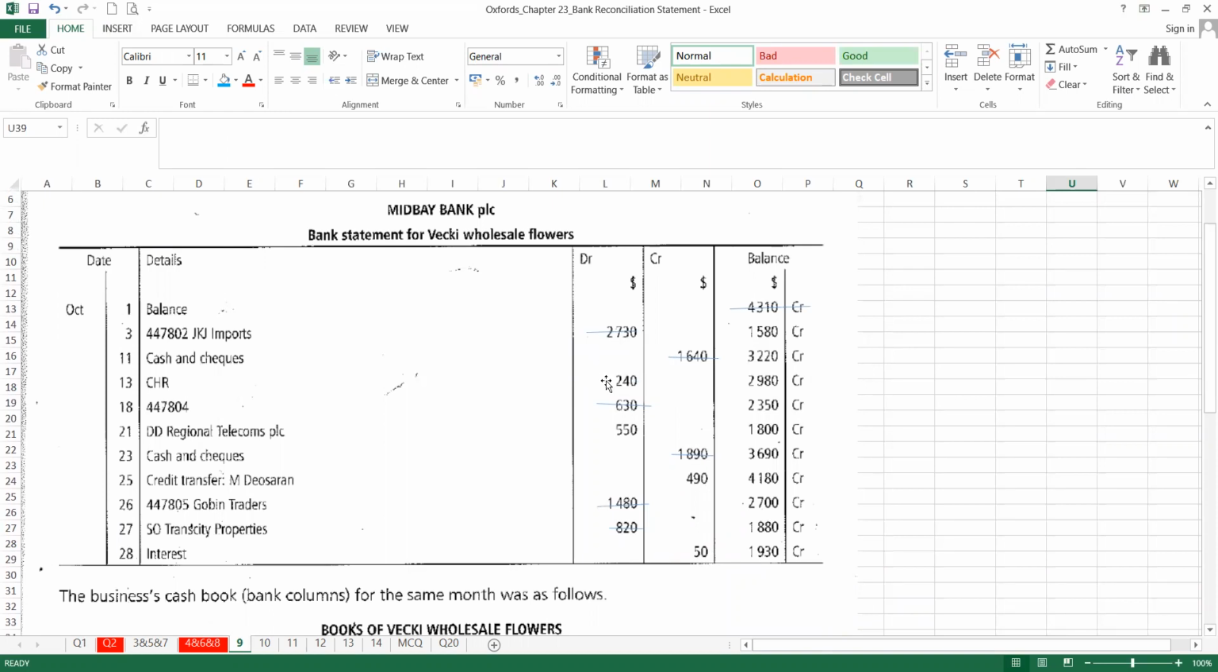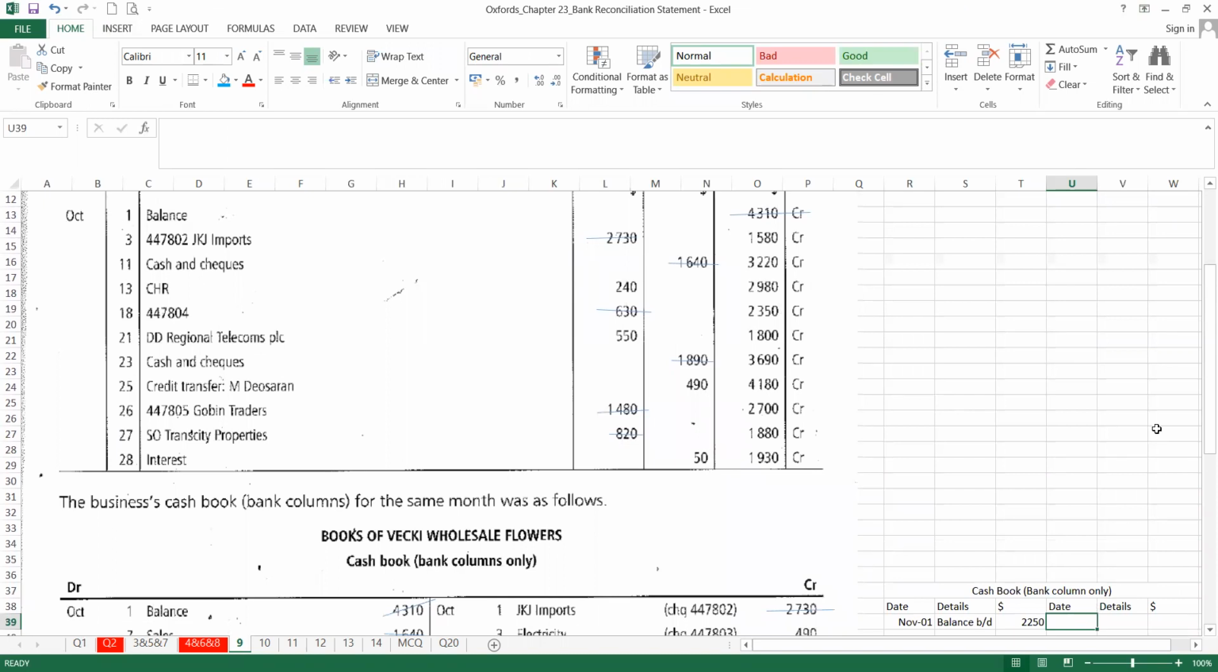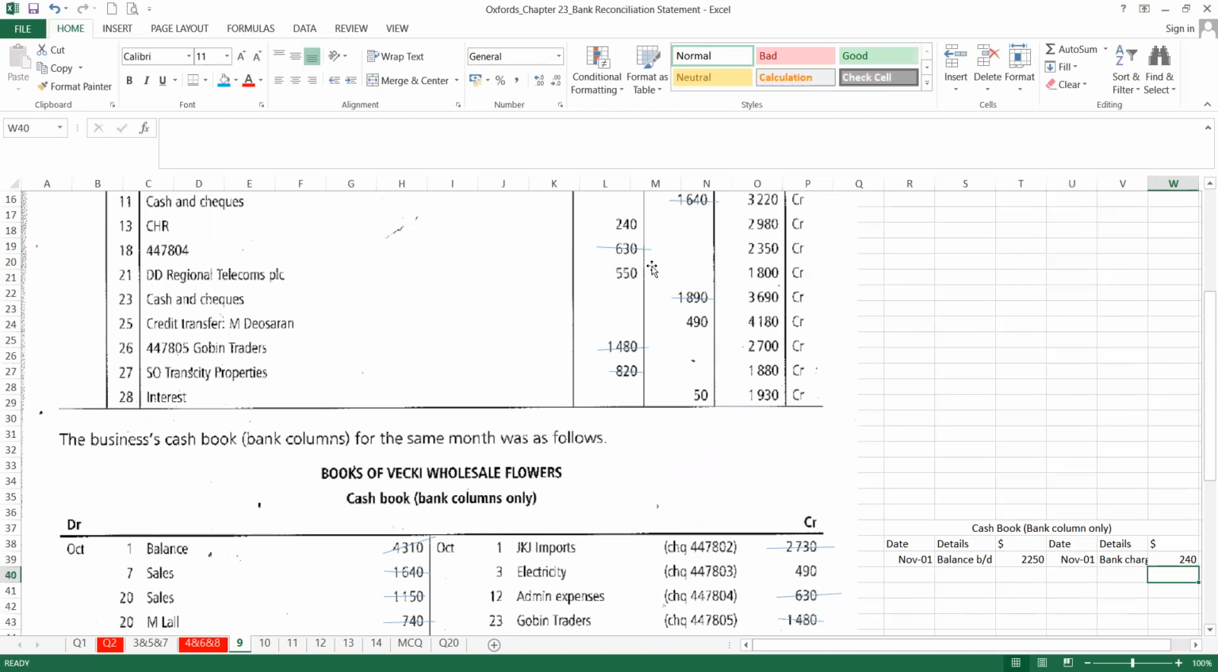In the credit side, here you have a check. Now, this is a charge. This one, we have one item, which is on the, or put November 1st. Okay, put bank charge. Bank charge. And the amount is 240. Okay, the next one, 550. Here, this one we pay to first name called Regional Telecom. So normally this type of payment, if logic thinking, this should be the telephone charge. So I assume this is a telephone charge. I put telephone charge.